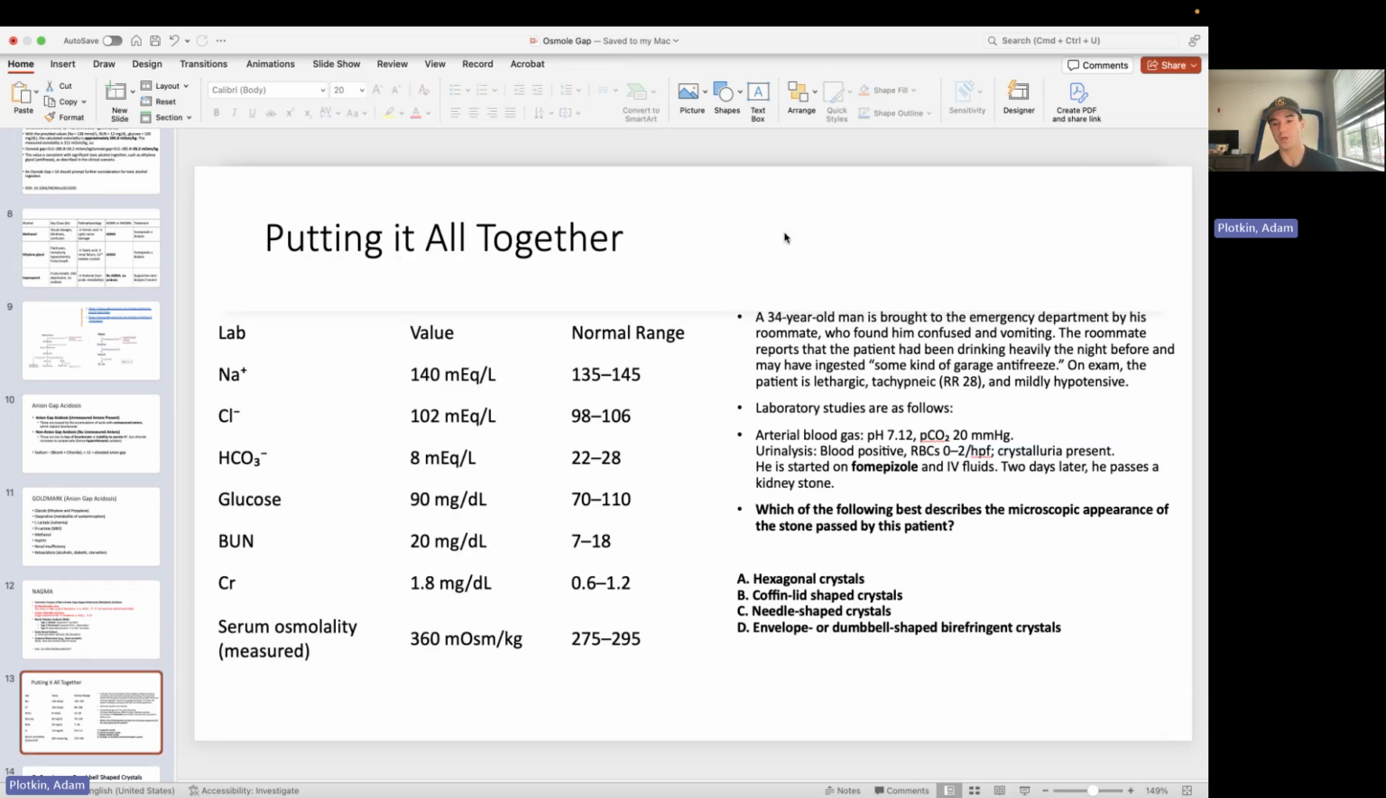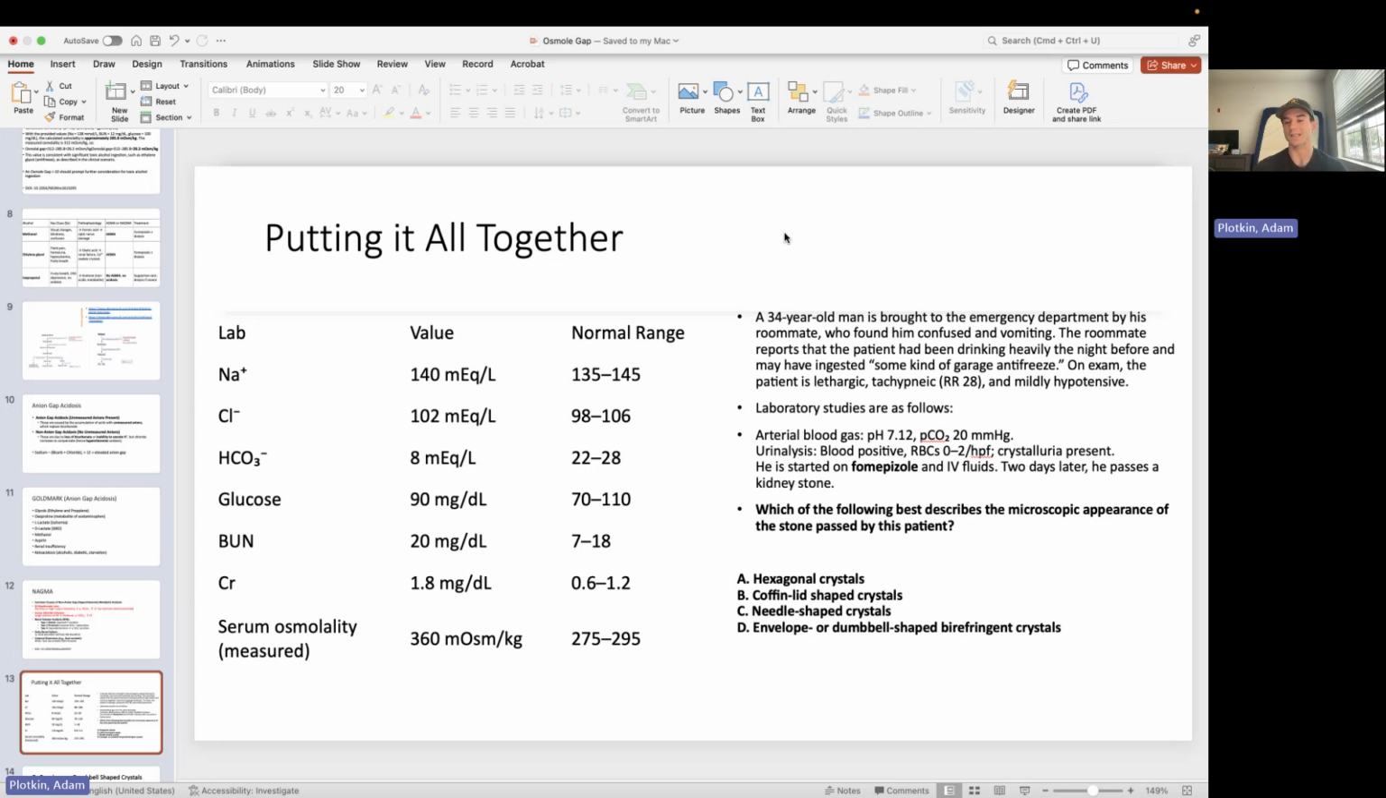So we have a 34-year-old man brought to the emergency department by his roommate, who found him confused and vomiting. The roommate reports that the patient had been drinking heavily the night before and may have ingested some kind of garage antifreeze. On exam, the patient is lethargic, tachypneic, and mildly hypotensive. Lab studies are as follows. His blood pH is 7.12. His PCO2 is 20. His urinalysis is blood positive, the RBCs are 0 to 2. Crystalluria is present. He is started on fomepizole and IV fluids.